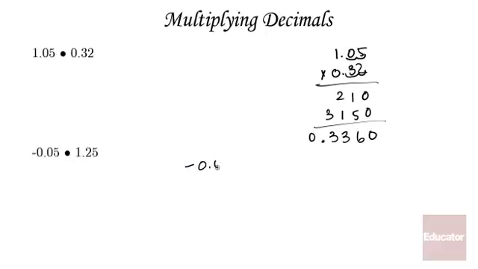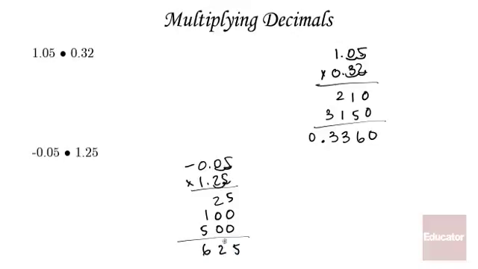Next, let's try multiplying with a negative decimal. 5 times 5 is 25. Hold the place, 2 times 5 is 10. Hold 2 places, and 1 times 5 is 5. So we have 5, 2, and 6. And we have 1, 2, 3, 4 places again. 1, 2, 3, add the 4th place, and our answer is going to be negative. A negative times a positive is a negative.